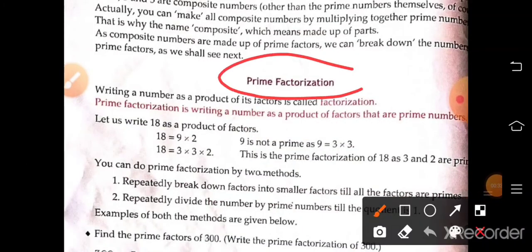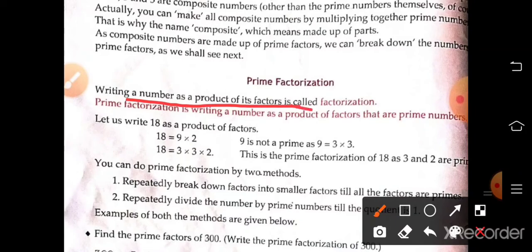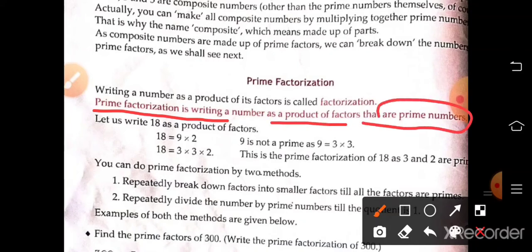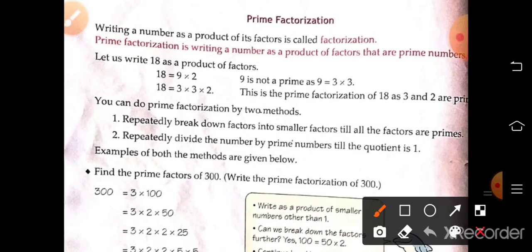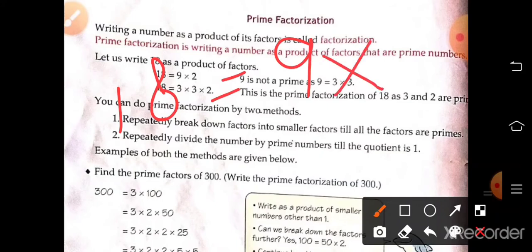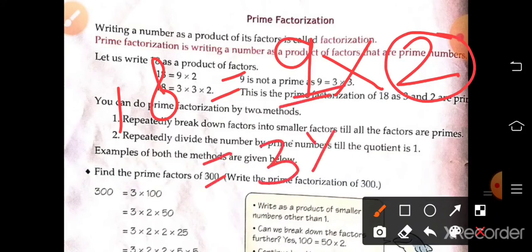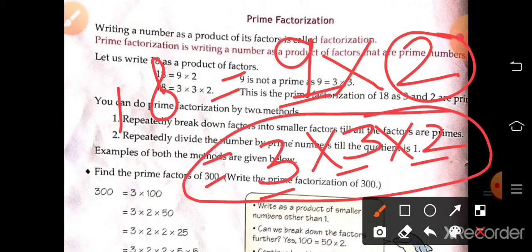Okay, now the next topic is prime factorization. Writing a number as a product of its factors is called factorization. Prime factorization is writing a number as a product of factors that are prime numbers. Okay, so for example 18 is the product of 9 and 2. Here 2 is a prime number but 9 is not a prime number. Okay, so we have to factor it: 3 multiply 3 multiply 2. Now 3, 3, 2 all are prime numbers. So this is prime factorization.